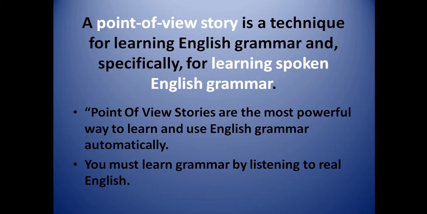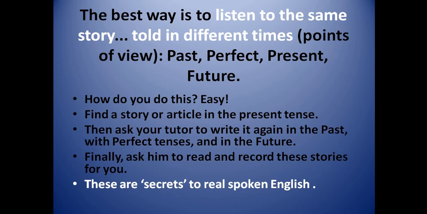You must learn grammar by listening to real English. The best way is to listen to the same story told in different times. These are points of view: past, perfect, present, future. How do you do this? Easy. Find a story or article in the present tense, then ask your friend or your tutor to write it again in the past with perfect tenses and in the future. Finally, ask him or her to read and record these stories for you. These are the secrets to real spoken English.